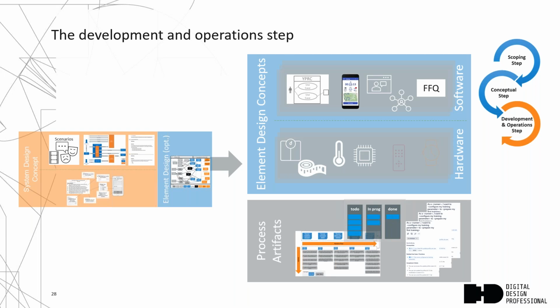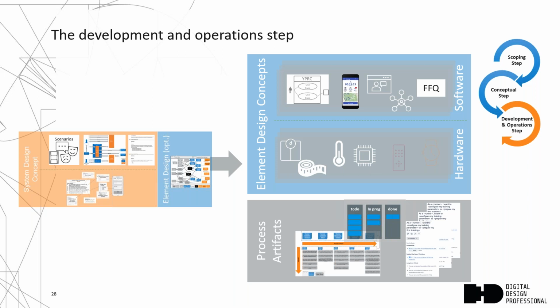Here again, from a concept perspective, the element design concept is created based on the system design concept. Of course, here you see, for example, use case diagrams, detailed specifications of the interfaces, data structures, also technical elements in case you are developing a dedicated device. And very important in the development and operation step, you need process artifacts that support you in managing the development process. This is an additional perspective that is, from our point of view, not necessary in the scoping and conceptual step because you're more working on understanding.